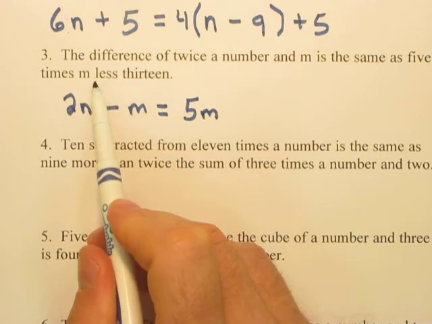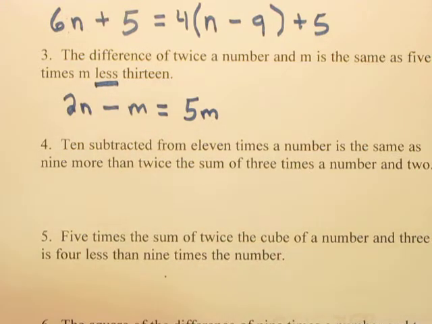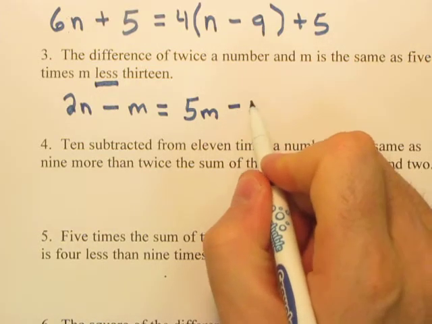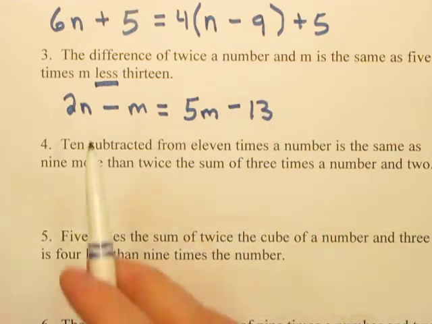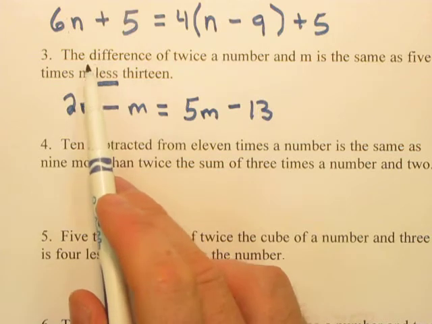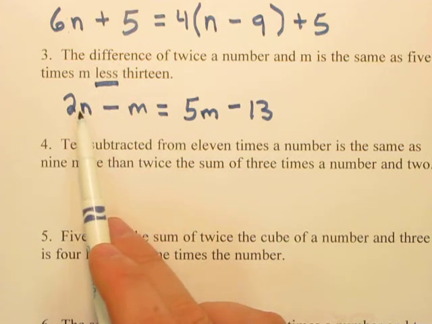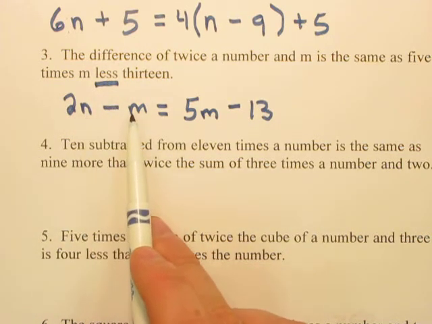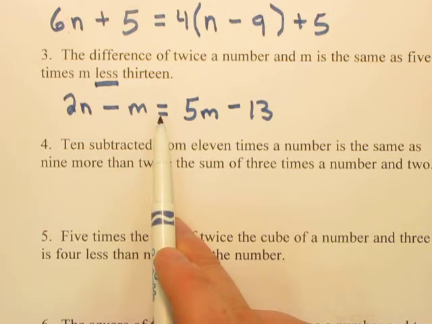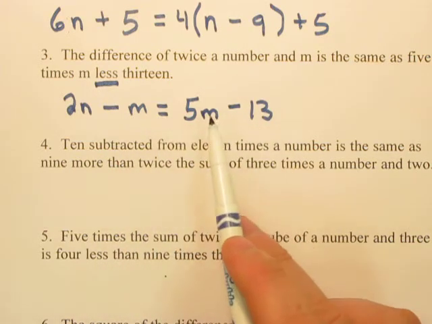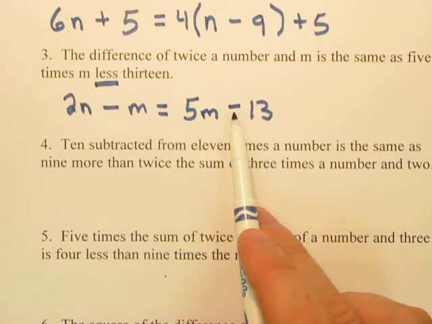And then we see this every once in a while. It's an old way of saying minus. When it strictly says less 13, it means minus 13. So again, we'll read it from the top. It says, the difference of twice a number and m is the same as 5 times m less 13.